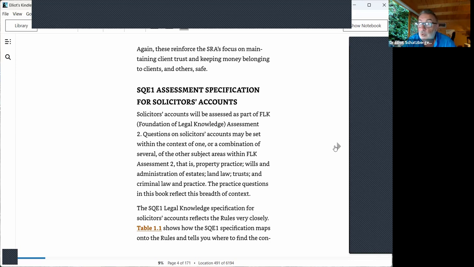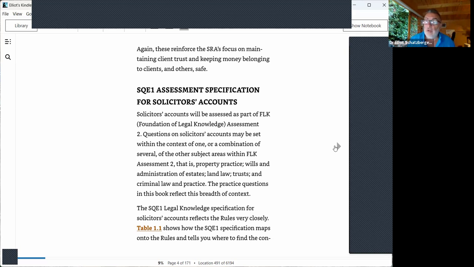So your multiple choice question could be a scenario based on property, based on wills, which it normally is, based on land or trusts. It could be any of those things. And your question is on accounts, but within those topic areas.